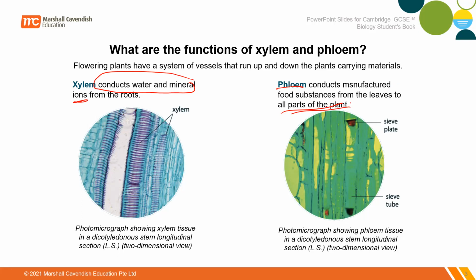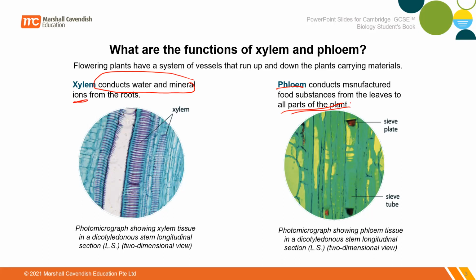Xylem tissue is considered a dead tissue because it has no cytoplasm, it has no cross walls, it has no cross ends, and it has a thick layer of lignin to support the stem tissue. So a lot of modifications happen in the xylem tissue in order to transport water from the root to the stem, leaves, and the flower.